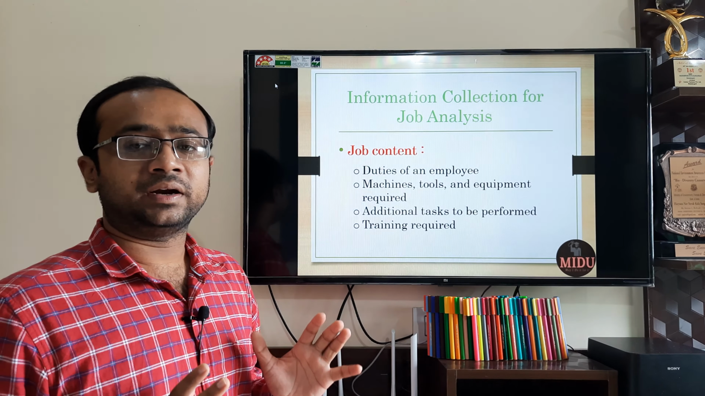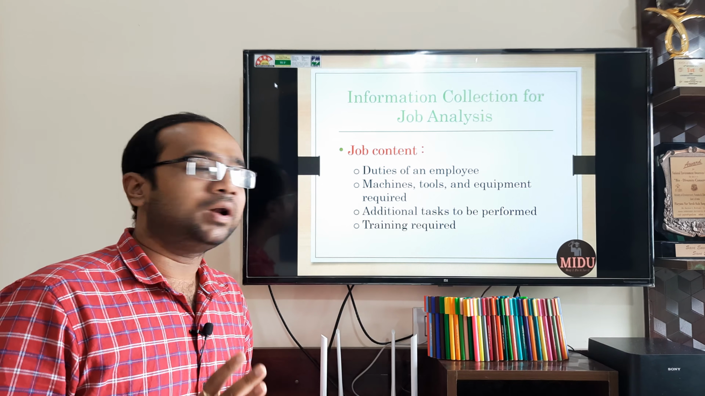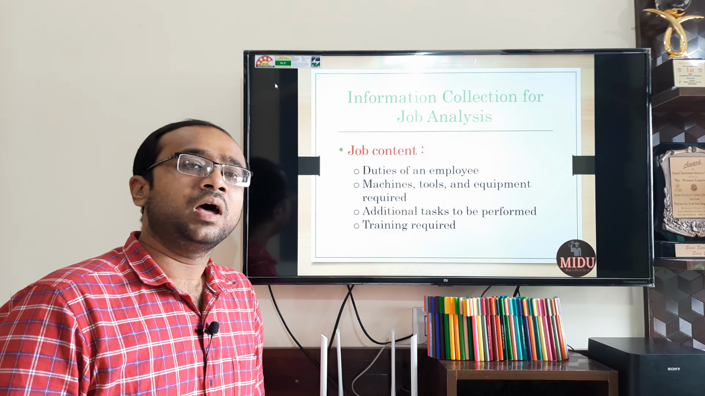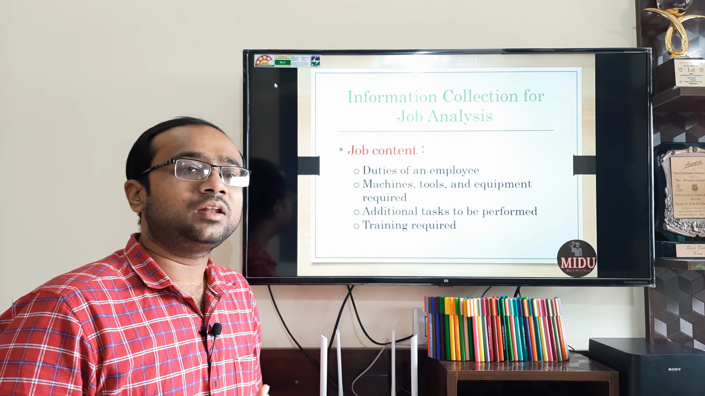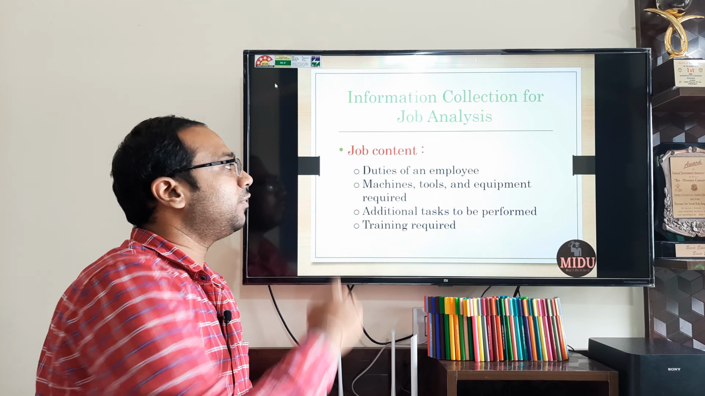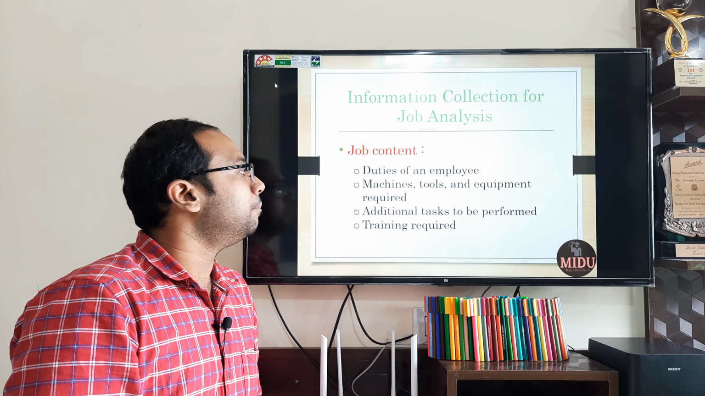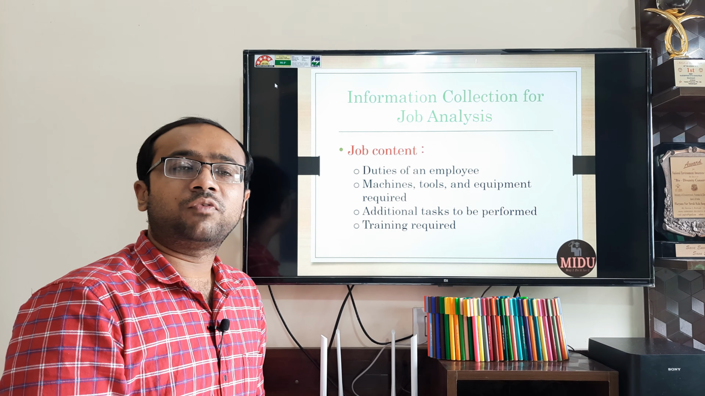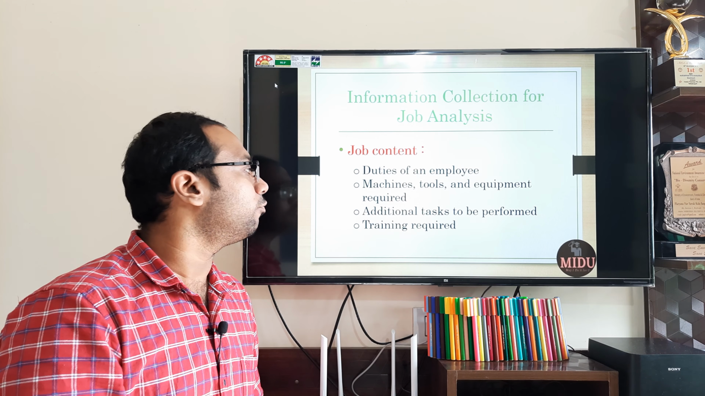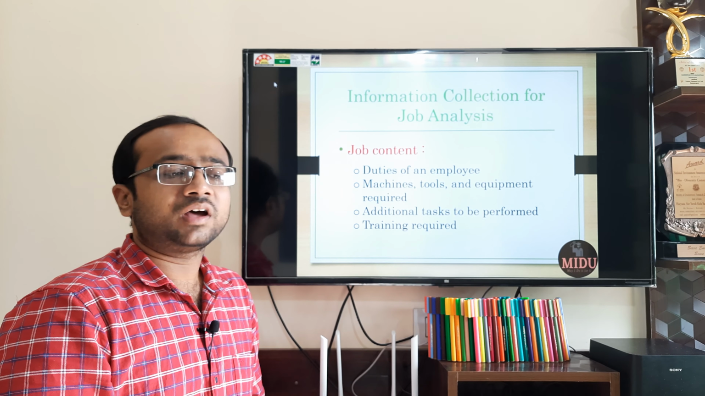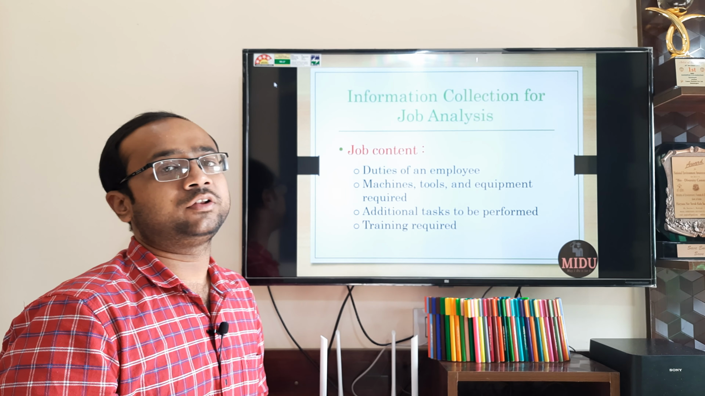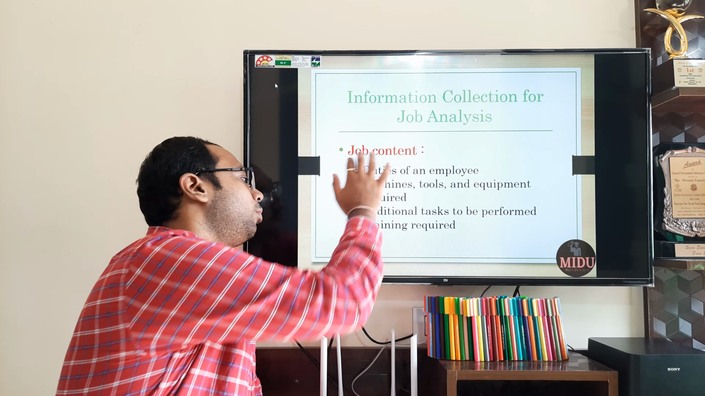What is meant by job content? Job content has 4 items. One is what will be the duties of the employee, basic duties. Every employment position has some key responsibilities, some key tasks that the person needs to deliver. The duties of employees are defined in your job content. Next, machines, tools and equipment required. For working on that job, what kind of machines, tools and equipment will that person require. Third, additional tasks to be performed. Many times along with the standard tasks, some additional tasks also need to be done. That also forms a part of our job content.